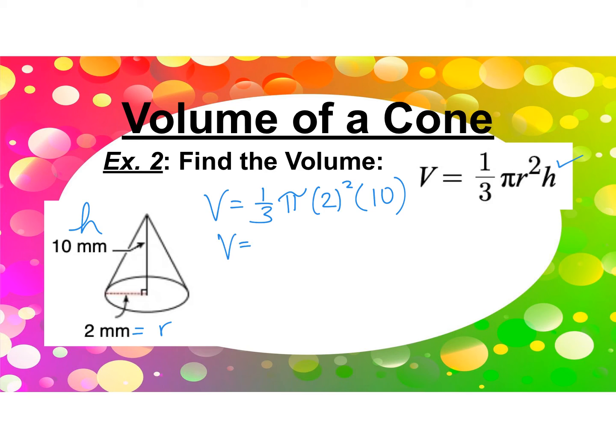And we get 13.3 pi. That's my exact answer. And then if we're asking for a decimal, we would multiply that out and we get 41.9 millimeters cubed.